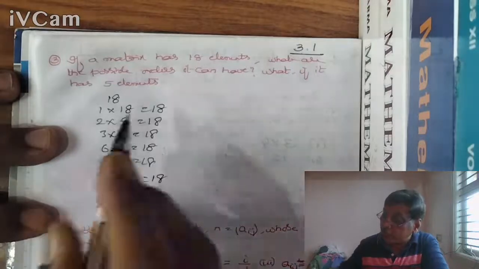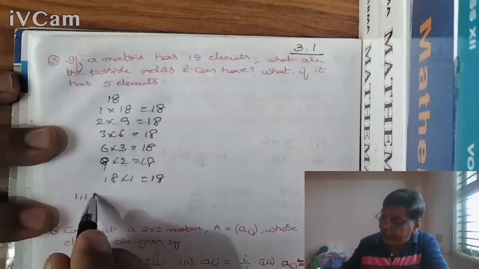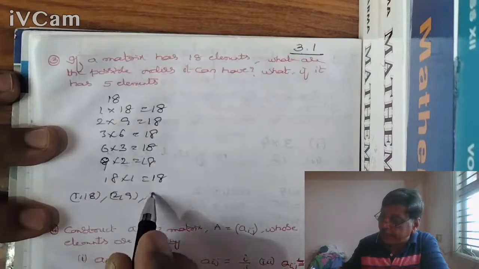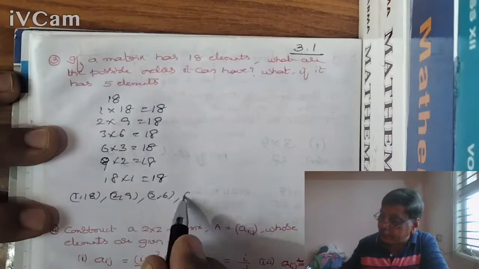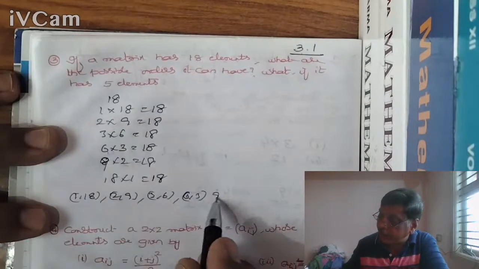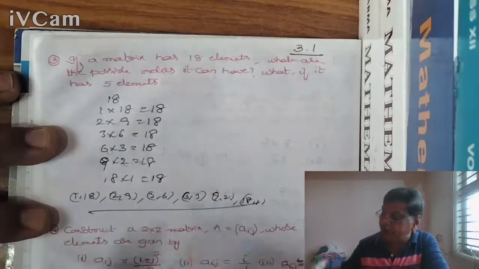Here the possible orders are 1, 18. 2, 9. 3, 6. 6, 3. 9, 2. 18, 1. This is the answer.